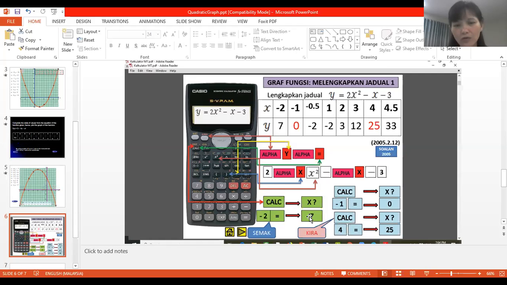Now we proceed to the next value of y. So we repeat the same steps. Okay, we calculate x equals negative 1, then we will get the value of y equals 0. And following by the third one, we want to calculate when x equals 4, y equals 25. We just press the button calculate, 4 equals, then the answer from the calculator is 25.